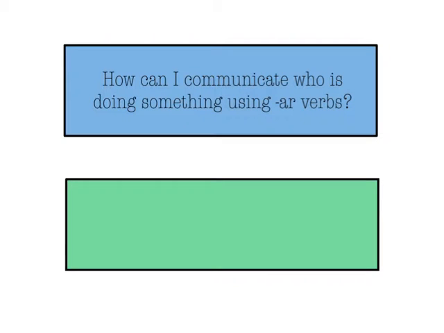Now the big question that I want you to be thinking about as you watch this video and take your own notes is how can I communicate who is doing something using AR verbs? I want you to go ahead and write that question down at the top of your notes, please, and then leave some space so that you can answer it at the end of this lesson.